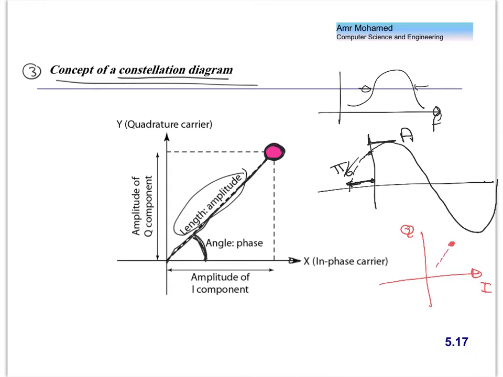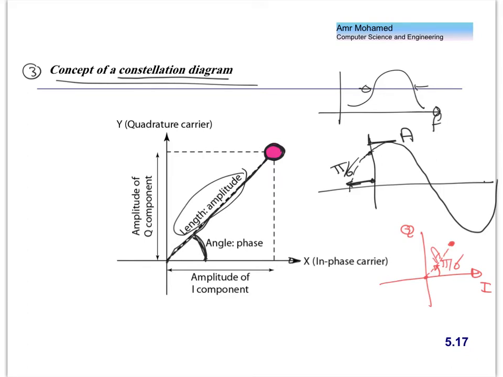This dot is distant from the origin by a value of A. So the distance between this dot and the origin is A, and the angle here, okay, is pi over 6. Is that clear? So that's how we represent the sine wave with a different phase and different amplitudes. So what is the idea behind the IQ diagram?